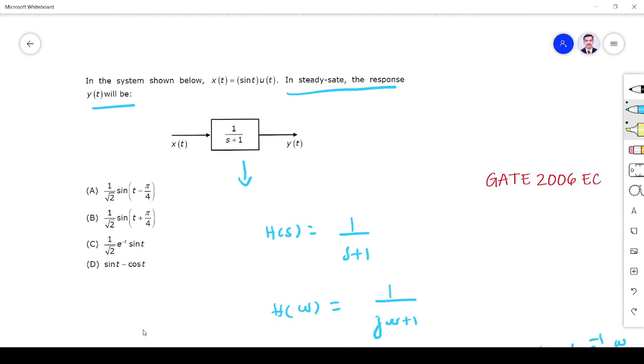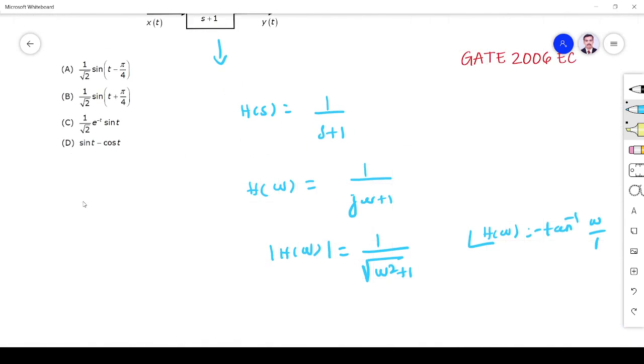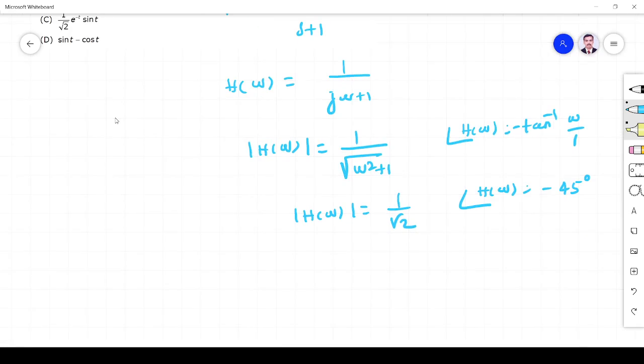From the question we know the input omega is equal to 1. So substitute omega is equal to 1. The magnitude will become 1 by root 2, and the phase becomes minus tan inverse of 1 by 1, so minus 45 degrees.